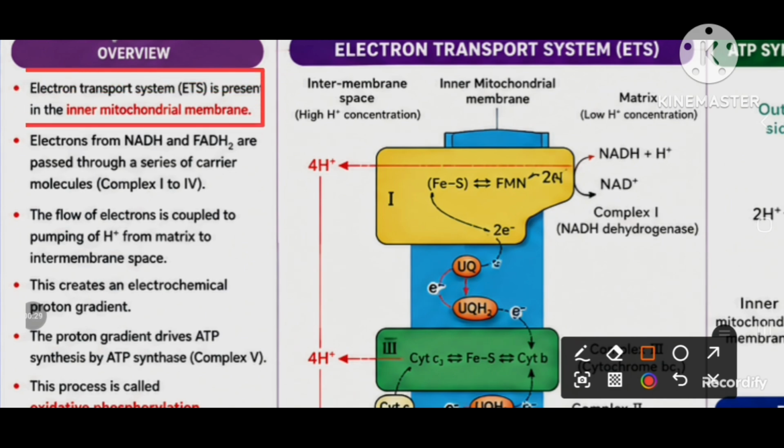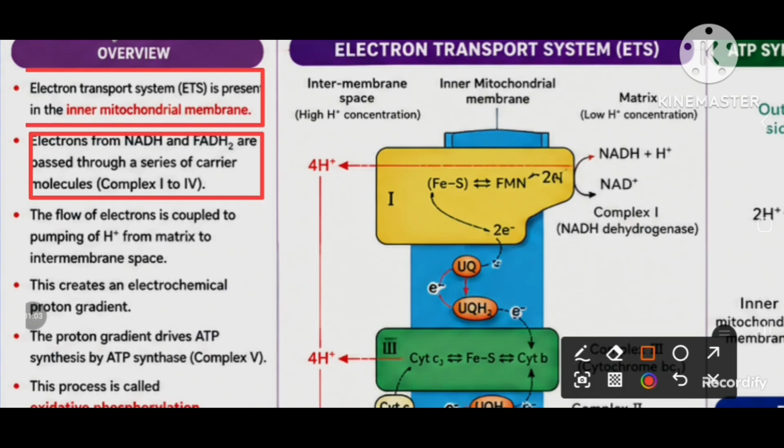As we know, the electron transport system mainly includes electron carriers arranged in the inner membrane of mitochondria. Mitochondria is the powerhouse of the cell because it can prepare the energy molecules ATP. And how will they prepare energy? The energy will be prepared by the molecules called NADH as well as FADH.